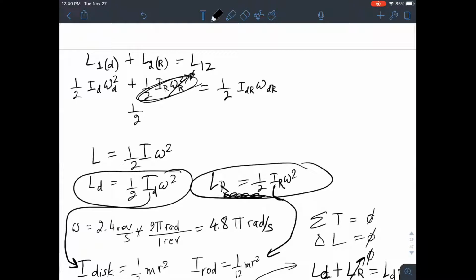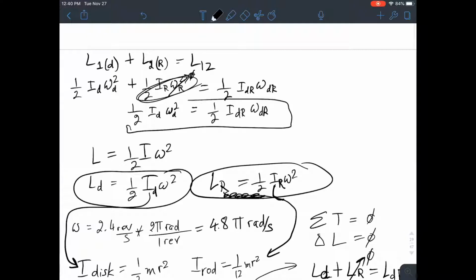So what you have is the inertia of the disk times the angular speed of the disk is equal to the inertia of the two components together times the speed of the disk and the rod together. That's what we're solving for here. With that in mind, let's start substituting. Here we have 1/2, and the inertia of the disk is, we found it to be 1/2 m.